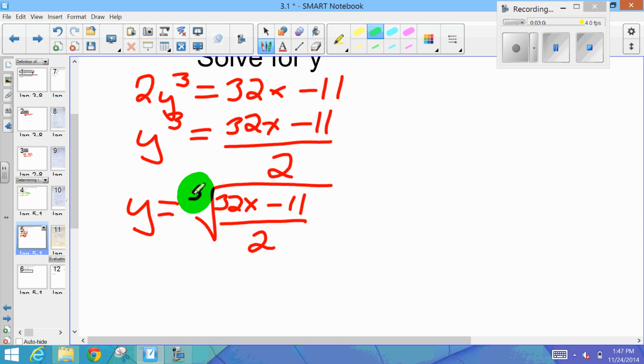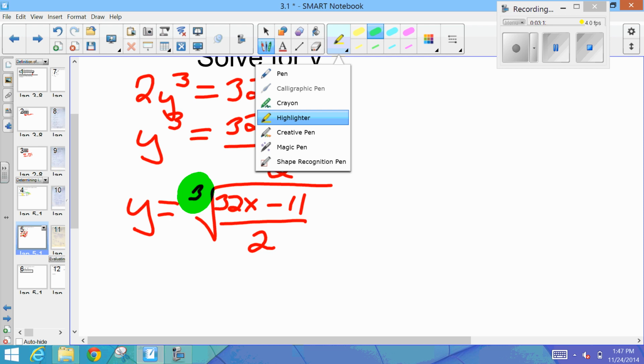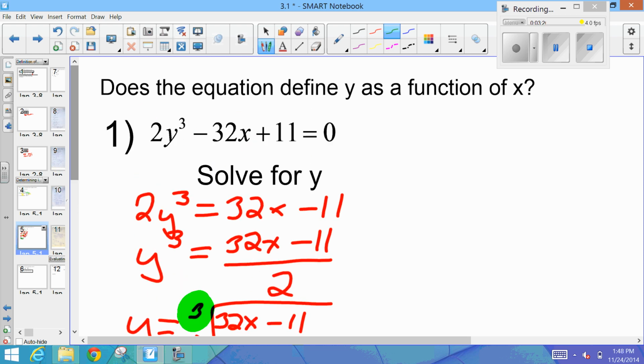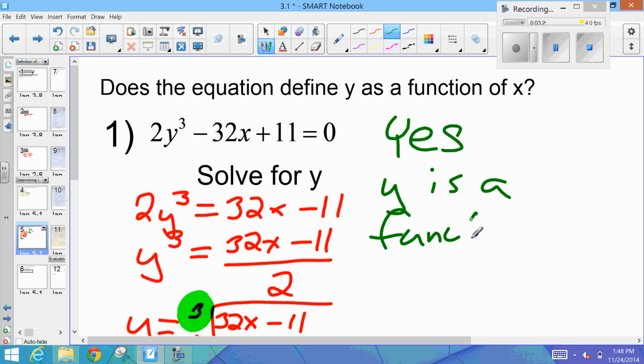Okay, 3 is an odd number. And so therefore, the answer to the question, does the equation define y as a function of x? Yes, y is a function of x. All right, next problem.